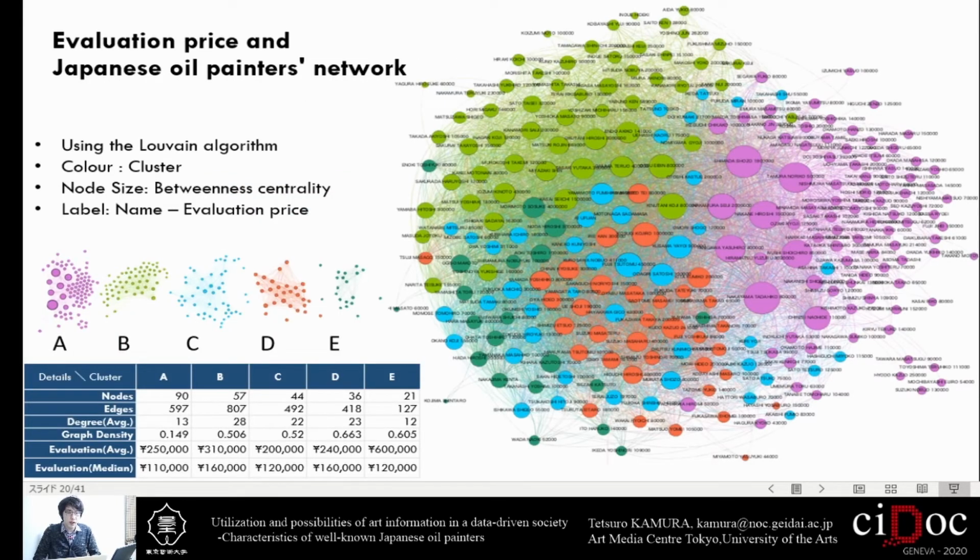Evaluation price and the Japanese oil painters network. We classified the artist network into 5 groups using the Louvain algorithm. The node size indicates betweenness centrality and the colors indicate groups. We can see that a large node is an important person in the artist network. I will explain each group in more detail.